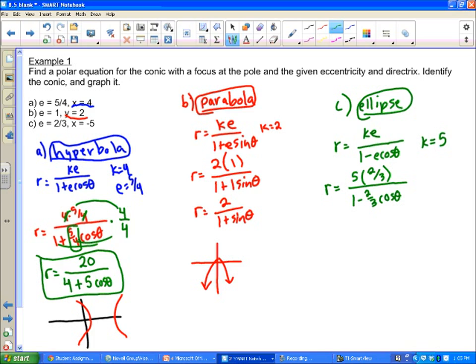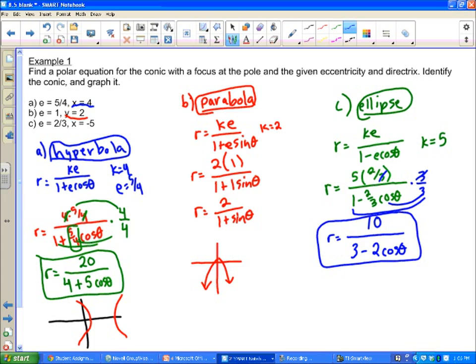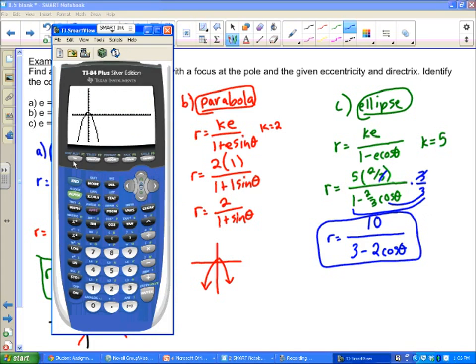So what we're going to do here is we're going to go ahead and multiply this whole thing by 3/3 to get rid of our fractions. So r equals, we're going to end up canceling these 3's out, and we need to do 5 times 2 on top, which is 10. On the bottom, we're going to distribute the 3. So 1 times 3 is 3, minus 2/3 times 3 is 2. So 10 over 3 minus 2 cosine theta is our equation. We're going to type that in.